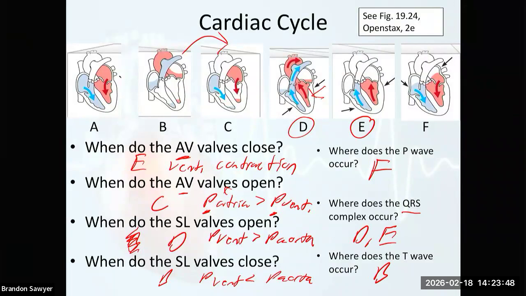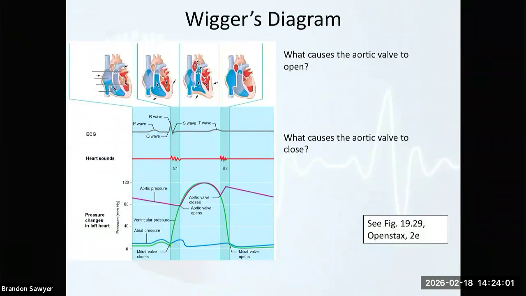Okay, so you might not be totally grasping it all yet because we're doing a lot of stuff fast here, but this is good stuff to come back to and work through to make sure you're understanding it. One thing related to this: we'll briefly look at this diagram called the Wiggers diagram. What this helps us with is understanding what causes the aortic valve to open and close.